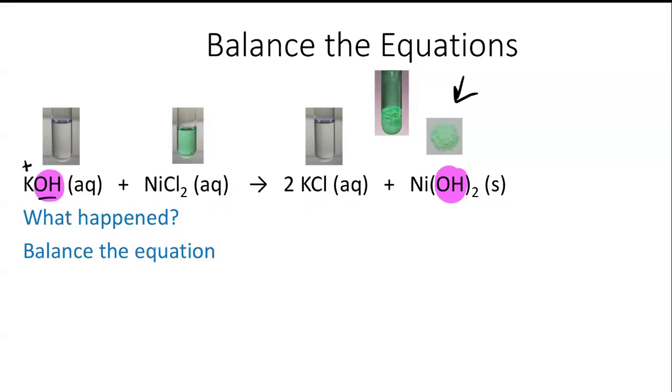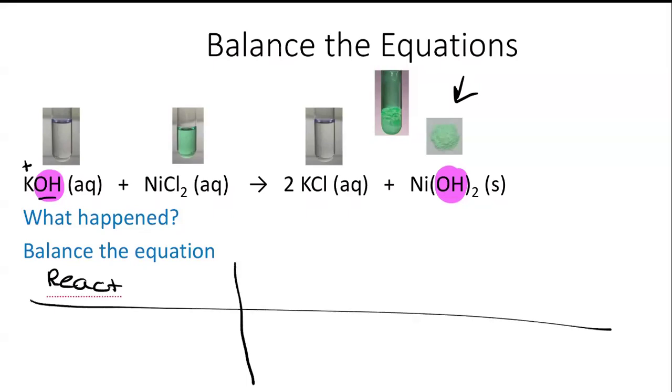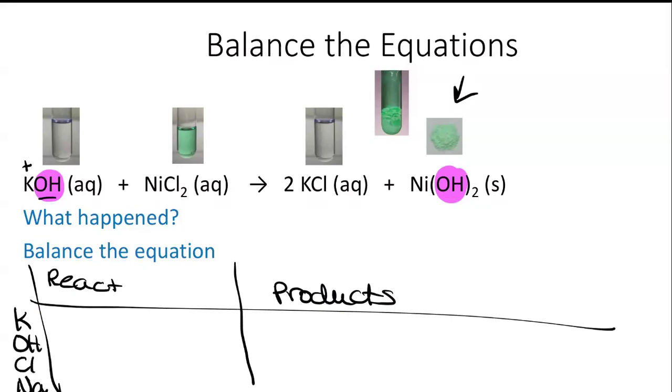So let's do reactants and products. And what do I have? I have a K, OH. I keep the polyatomic together. Chlorine and nickel, I'm not putting the charges because I'm just balancing it. Just keeping track of the atoms.